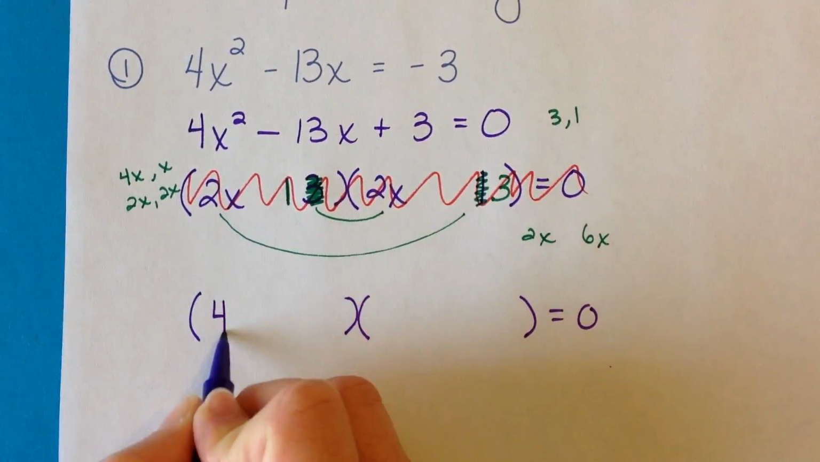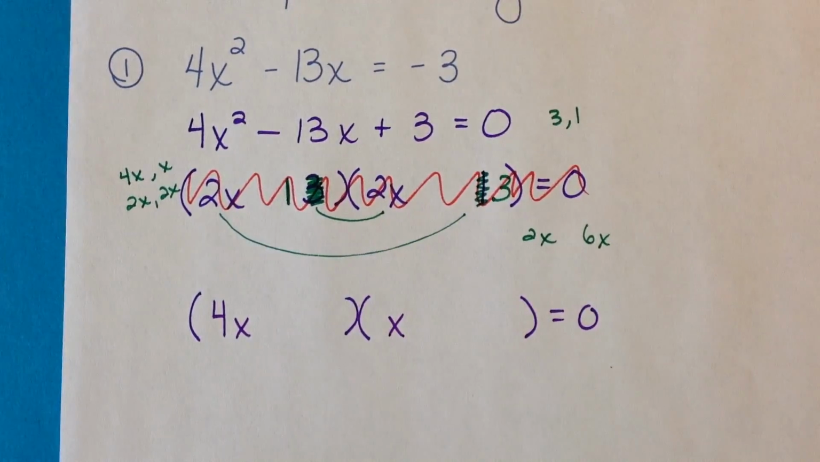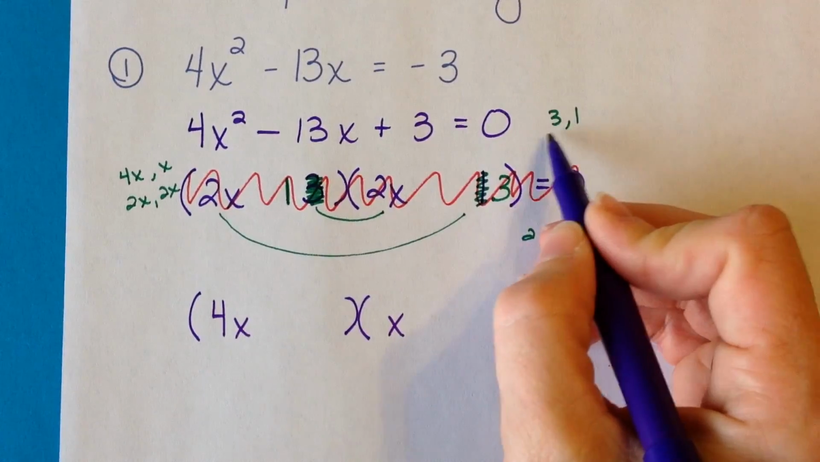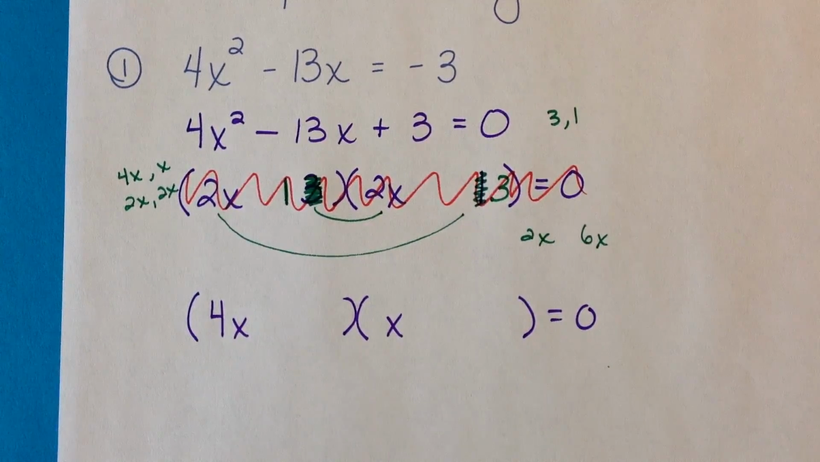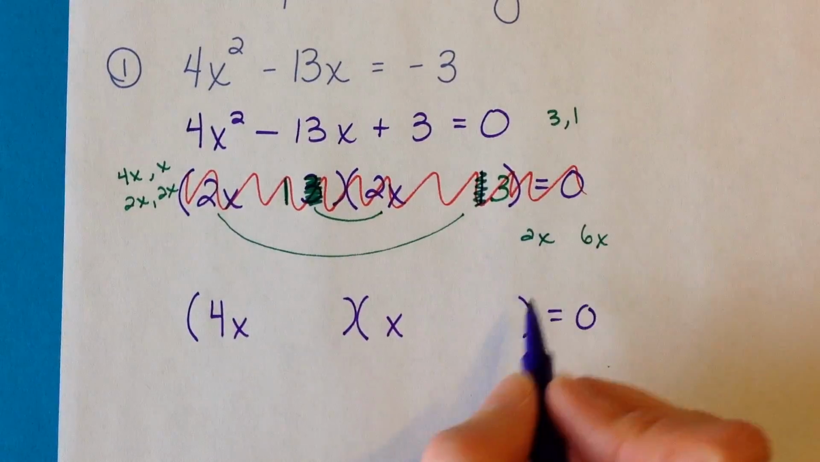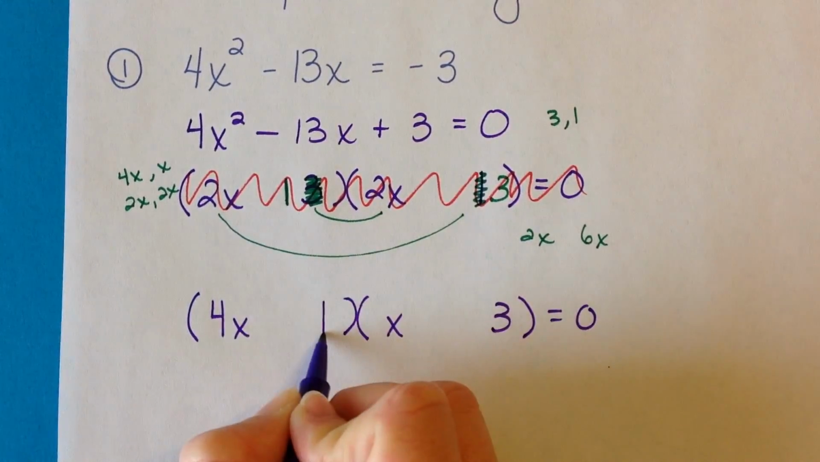All right, so I'm going to try 4x times 1x. Now, you still have the 3 and the 1. I'm going to go ahead and put them in the right spot this time since I've kind of refreshed you on what you need to do. You're actually going to need the 3 here and the 1 here.